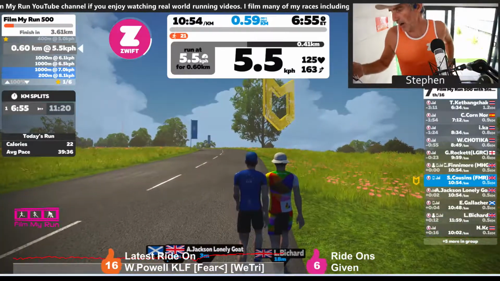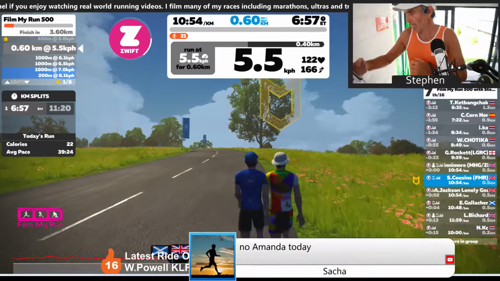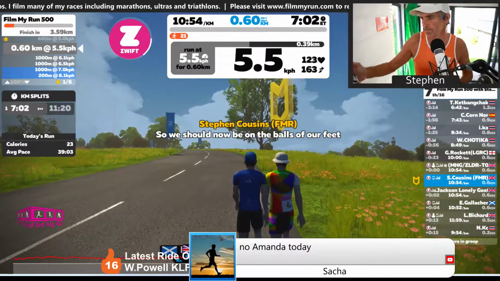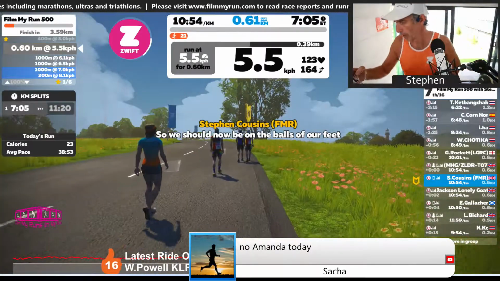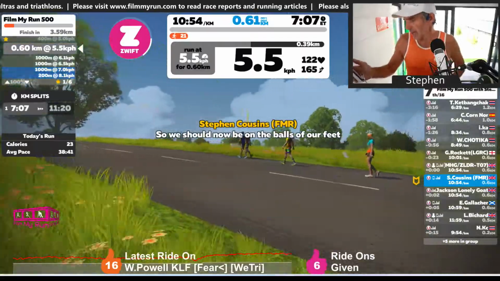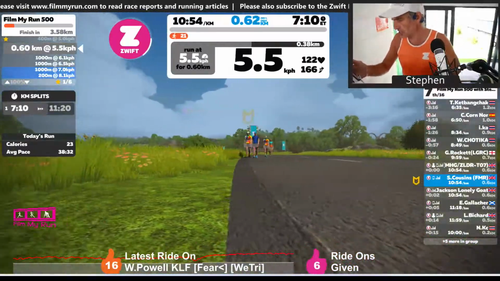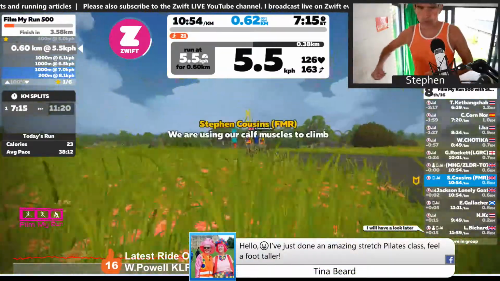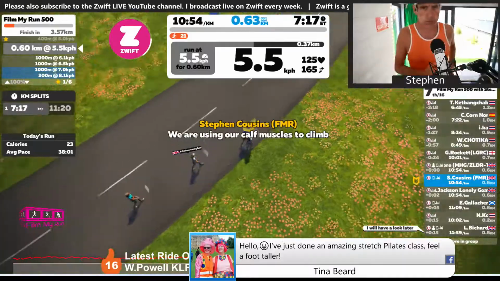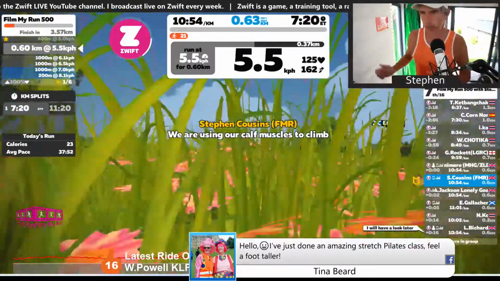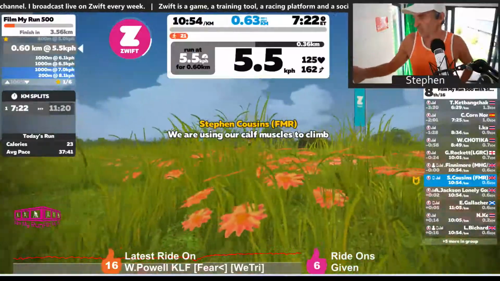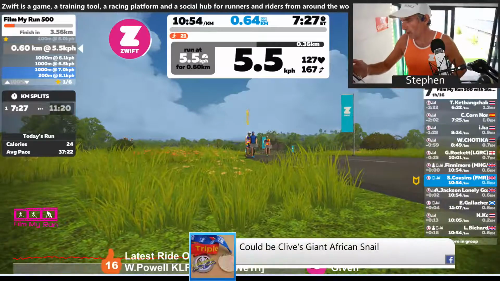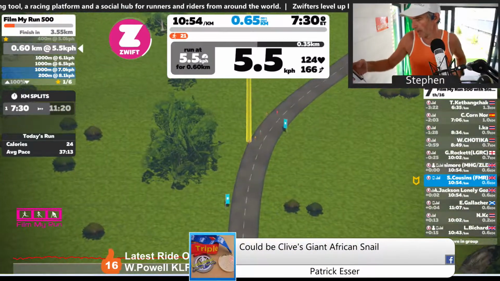So we should now be on the balls of our feet. We are using our calf muscles to climb. Heels don't touch the floor now until the end of the run.